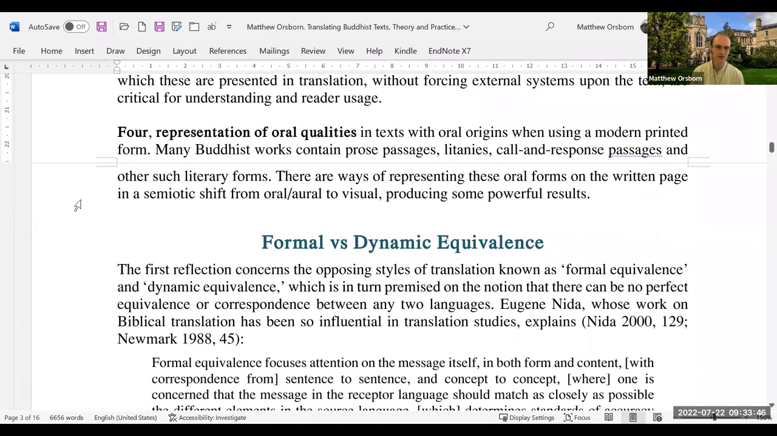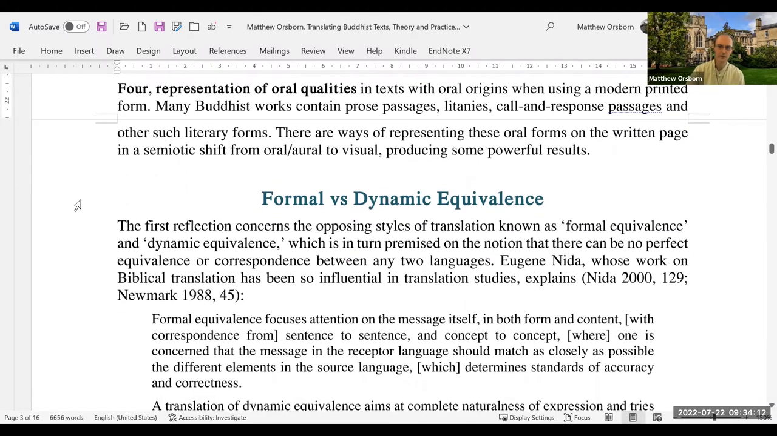Fourth, representation of oral qualities in texts with oral origins when using a modern printed form. Many Buddhist works contain prose passages, litanies, call and response passages, poems, exclamations, and other such literary forms. There are ways of representing these oral forms on the written page in a kind of semiotic shift from oral to visual, and they can produce some quite powerful results.